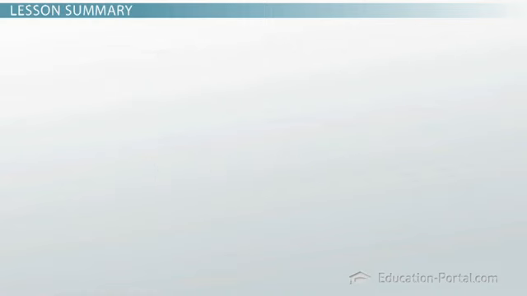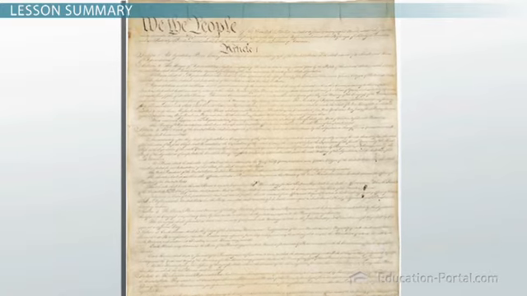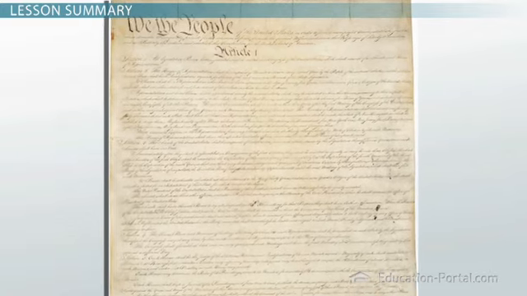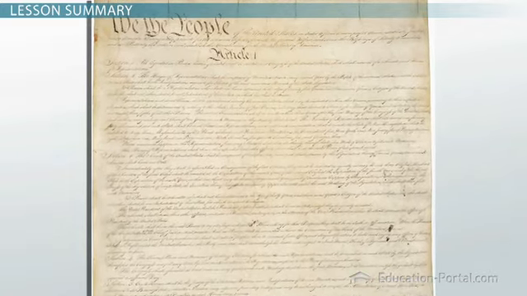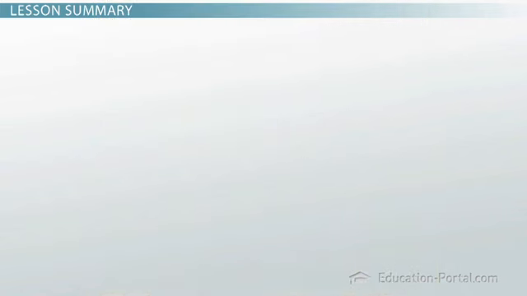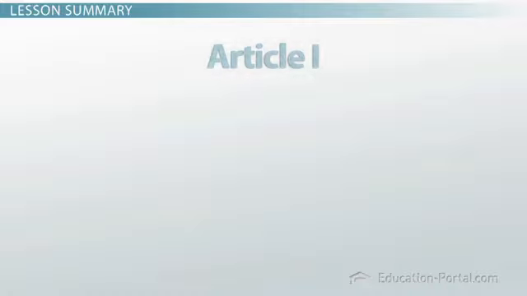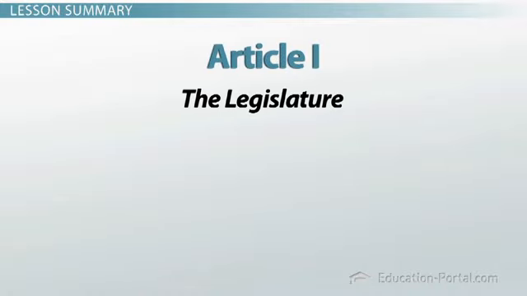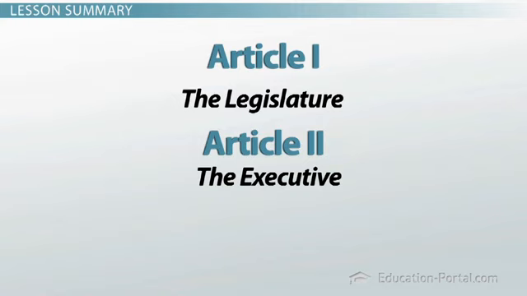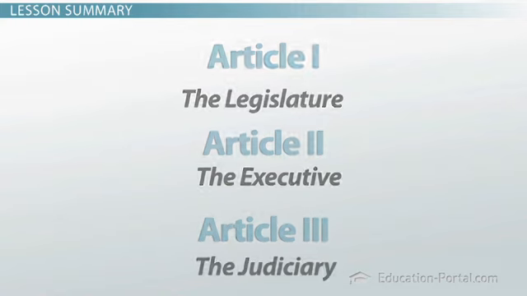So in recap, this is one of the most important documents in history, and we just covered it in less than 10 minutes. Most importantly, it establishes the three branches of government. Article 1 establishes the legislature. Article 2 establishes the executive, or the office of the president. And Article 3 establishes the judiciary.